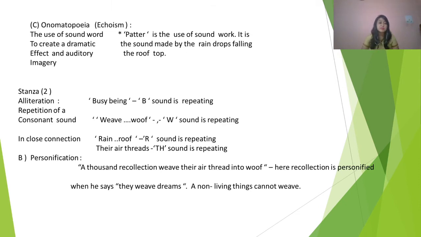Onomatopoeia means echoism, means echo. It is the use of a sound word to create a dramatic effect and auditory imagery. Means when we hear the sound, we can imagine the sound. For example, patter. In the first paragraph, we get the word patter. Patter is the sound, a use of a sound word. It is the sound made by the raindrops falling on the rooftop. Maybe when the raindrops fall on the tiles, it sounds like tip, top, something like that. So, when we use the word patter, we can imagine the sound of those raindrops.